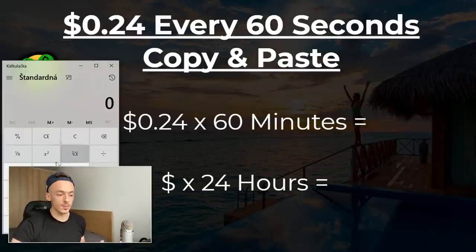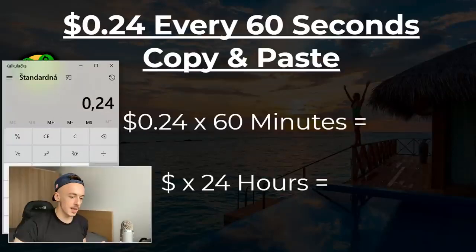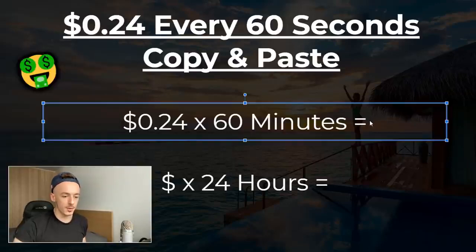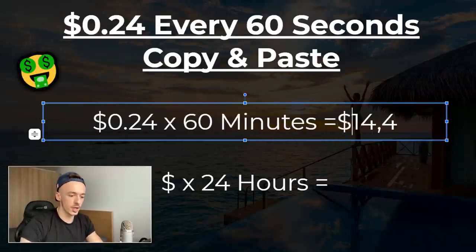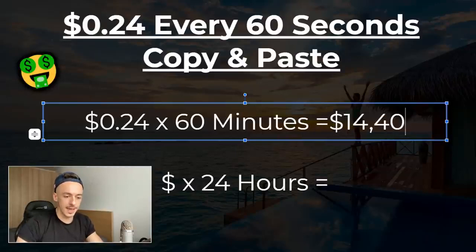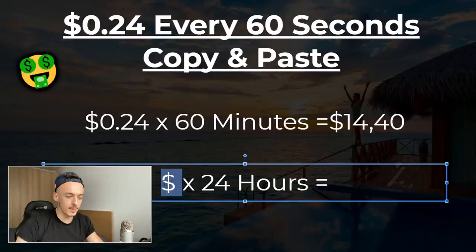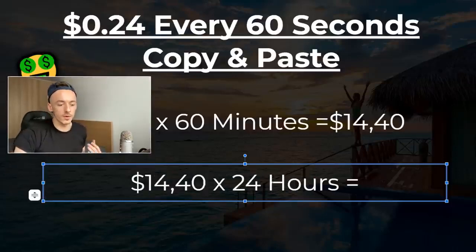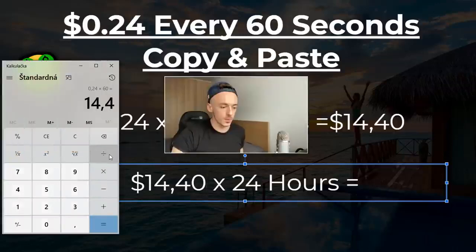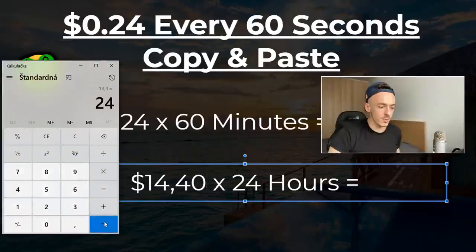Okay, so if you multiply 24 cents times 60 minutes, that's going to be making you $14 per hour on average. Now $14, so this is pretty much what you are going to be making on average per hour, so $14.40. Again, it's not a lot, but now this is where the important part happens, because this is going to be working for you 24 hours. So now we just multiplied by 24, and this is where the magic happens.